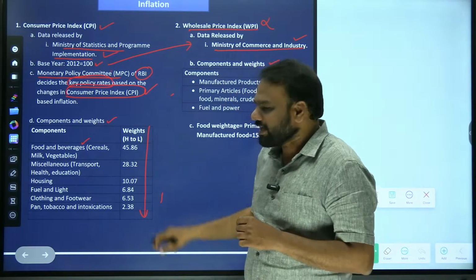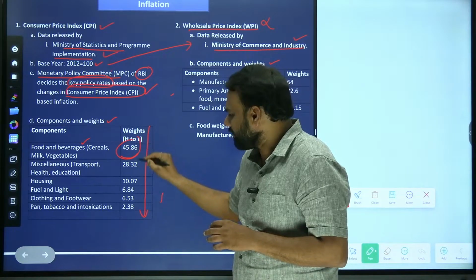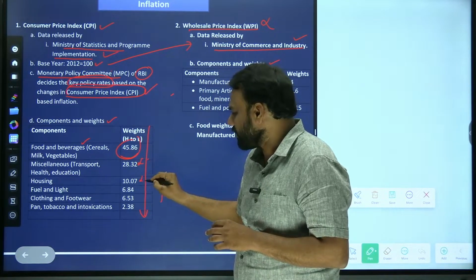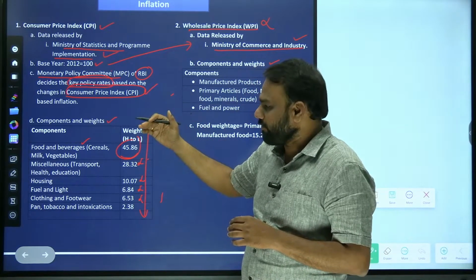So whether these weights are important, the highest weight is important. The rest of the weights, these values are not important, but the order is very important. It means the highest weightage is enjoyed by food and beverages.